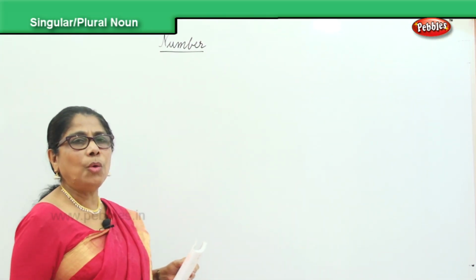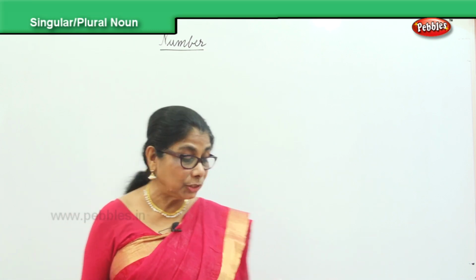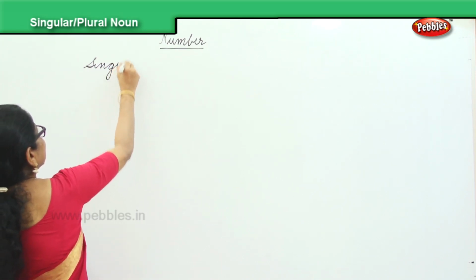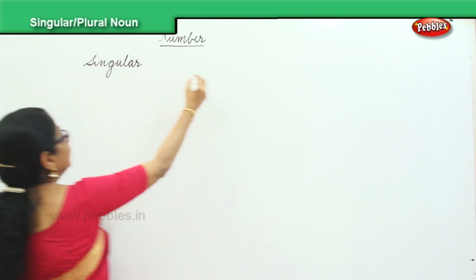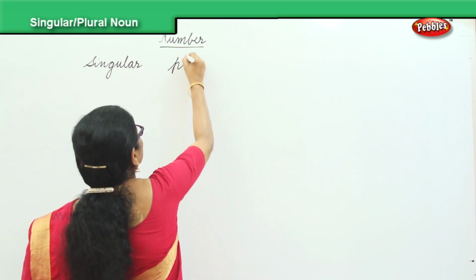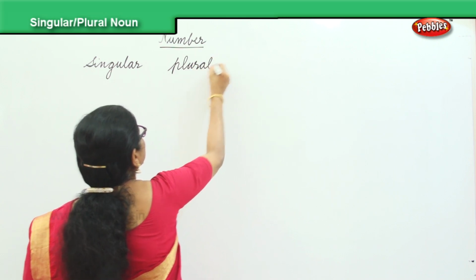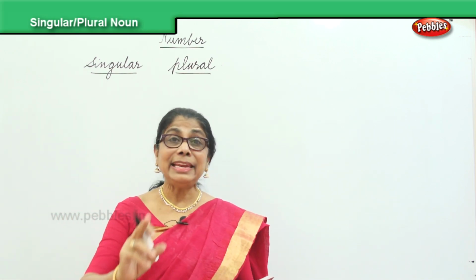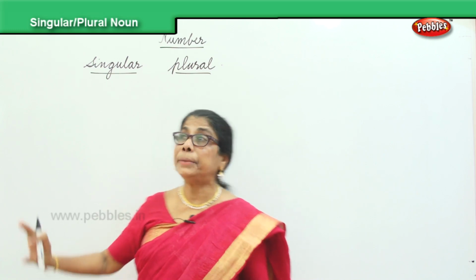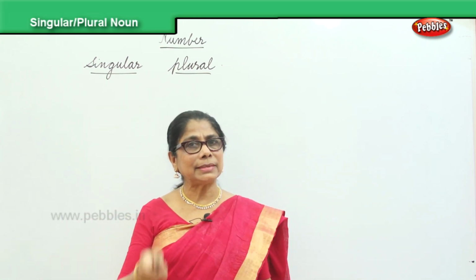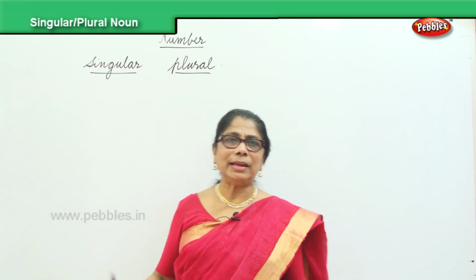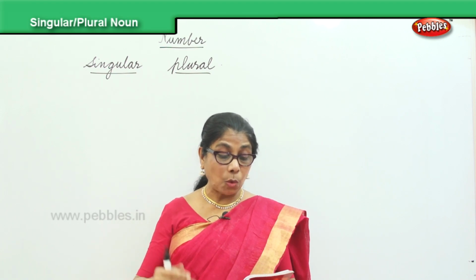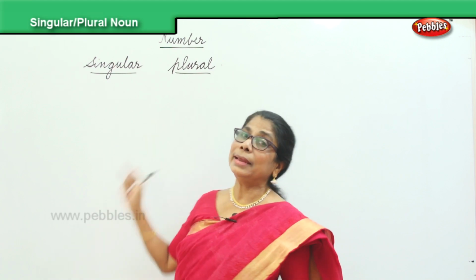So we normally count people, things, numbers. So we say singular, and we say plural. Singular number, plural number. Okay? Now, any noun that stands for one person, we say singular number. And any noun that's got many, more than one person or one thing, we say it's a plural number.